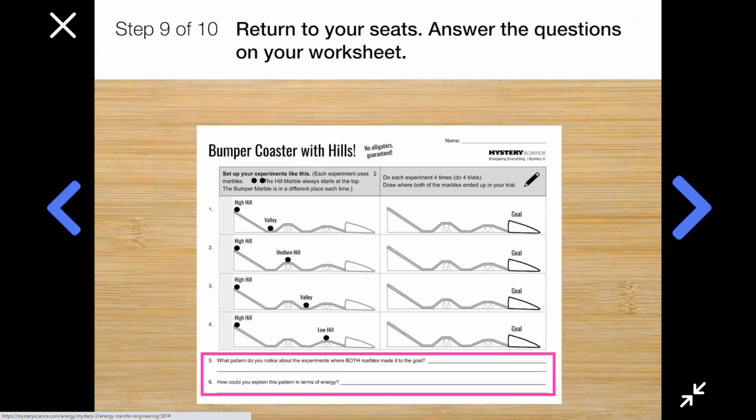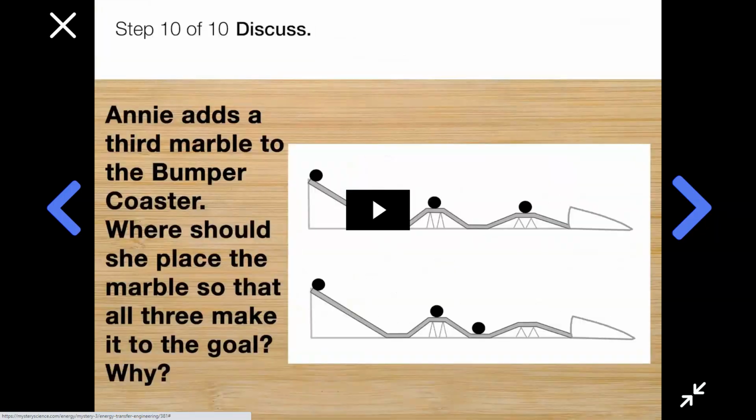If you haven't already, you can return to a seat now, then answer these questions on your worksheet. Discuss.